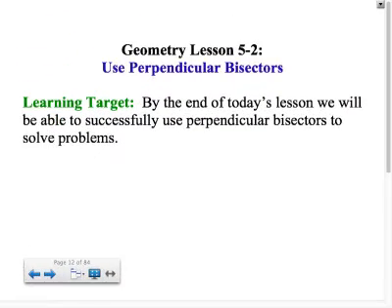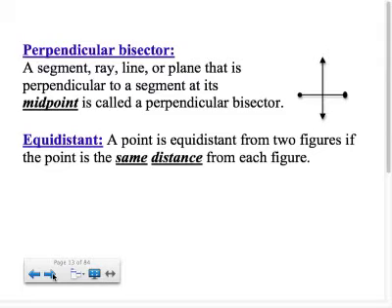In section 5.2, we're going to look at using perpendicular bisectors, both in general and also within triangles. So first, recall, you know what both of these words mean. You know what it means to be perpendicular. You also know what it means to be a bisector. So now we're just going to combine both of those ideas.